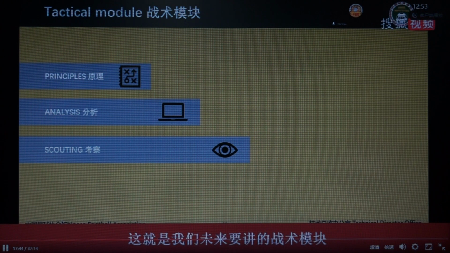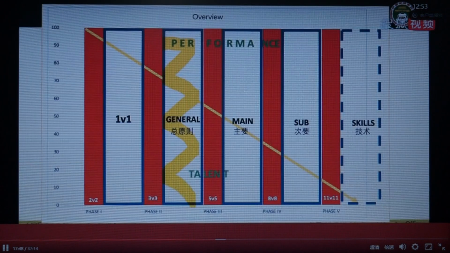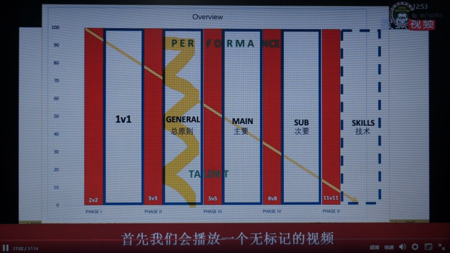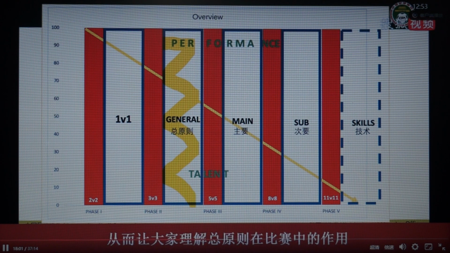So this gives you already a little bit of an overview of what you can expect in the future. Now, as mentioned, we are in the general principles, and we will first show a general clip without any drawings. Then Chris will go more into detail in the general principles, translated by Tracy, and then we will see the general principles in action on the clip we will show you.